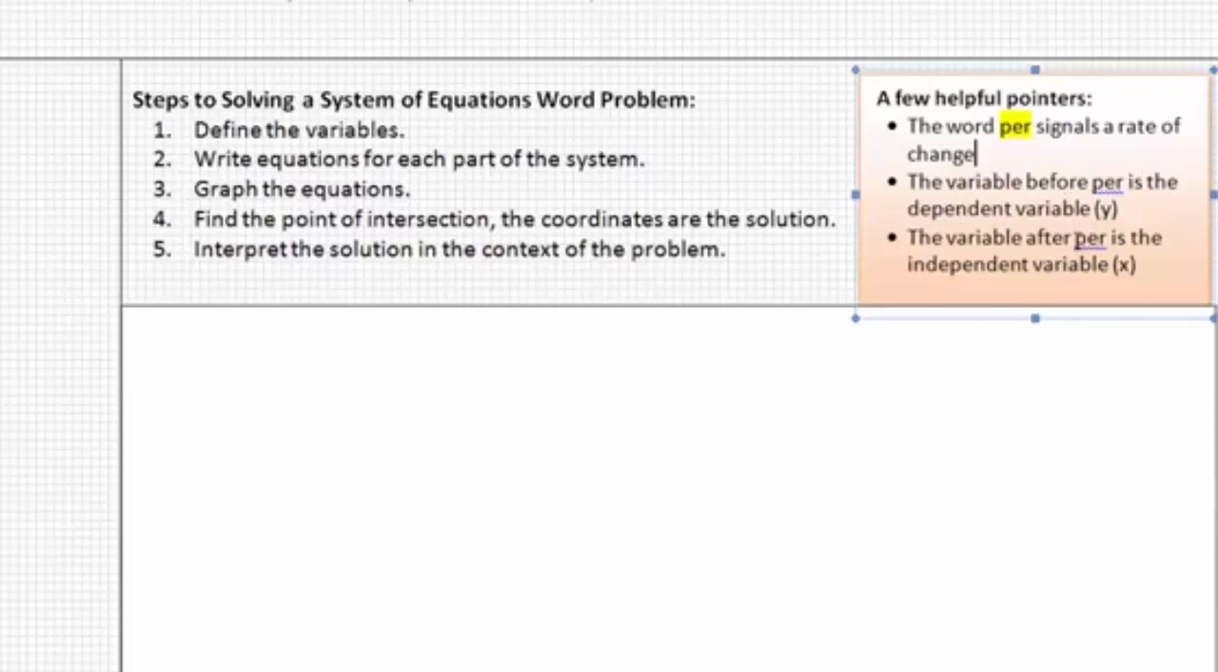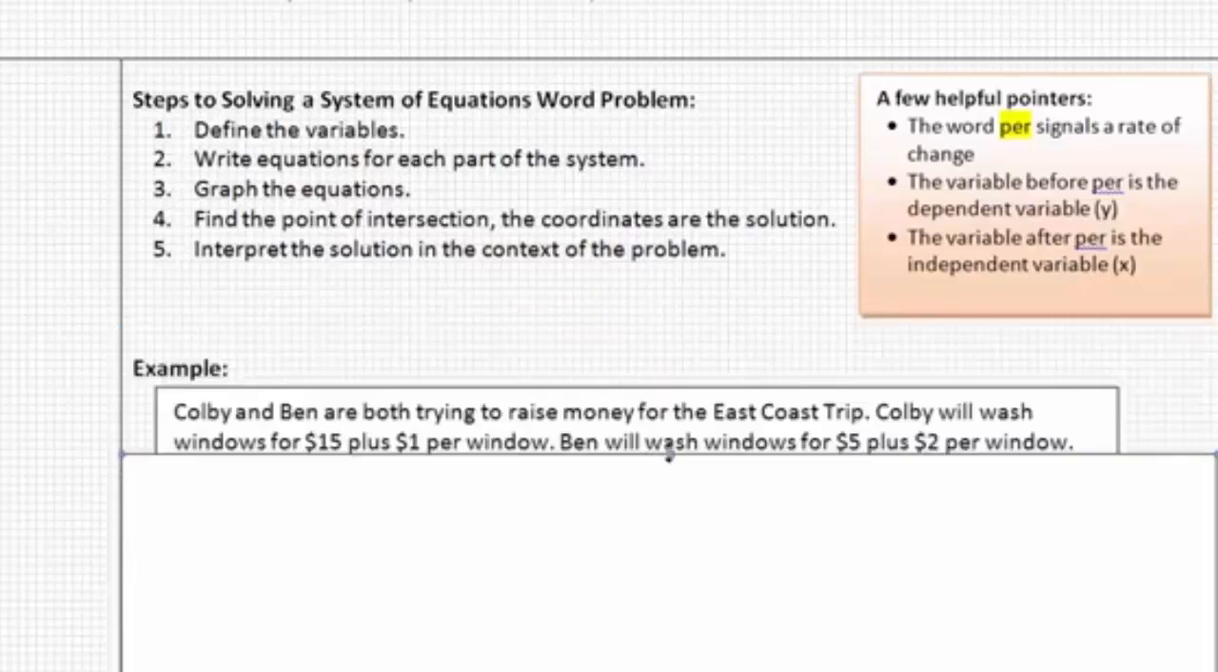And then the variable mentioned right after the word per is going to be your independent variable, or your x variable. So it tells you what your rate of change is. It tells you what your slope is. It also helps you to identify what x and y are. So really important there. So let's take a look at our example problem.